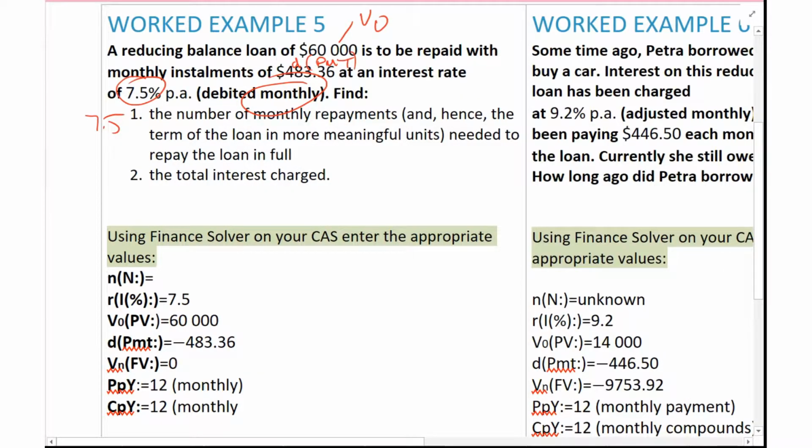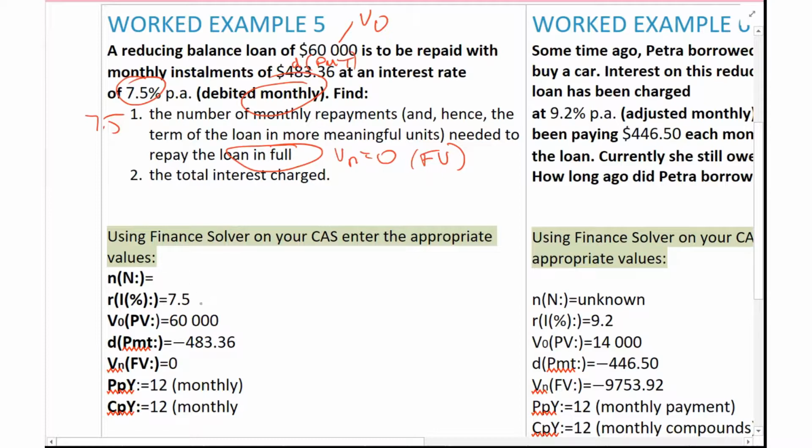what we're looking for. When it says the number of monthly repayments, and hence the term of the loan in more meaningful units, needed to repay the loan in full. Loan in full means our VN equals 0, which is our FV. Okay, so what that means, because sometimes with monthly repayments, if we've got 12, that means a year. If it's 24, it means 2 years. If it's 18, it means 1.5 years. So we're solving for N, which is our number of repayments.